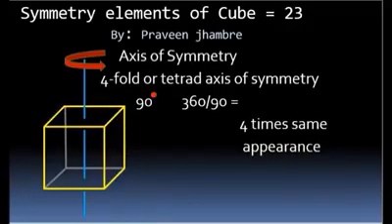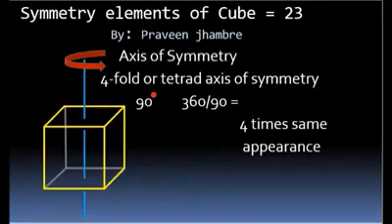The last symmetry element is the axis of symmetry. Axis of symmetry is the imaginary axis passing through the center, about which if a cube is rotated through a particular angle theta, then it gives 360 upon theta times the same appearance. There are the following types of axis of symmetry.